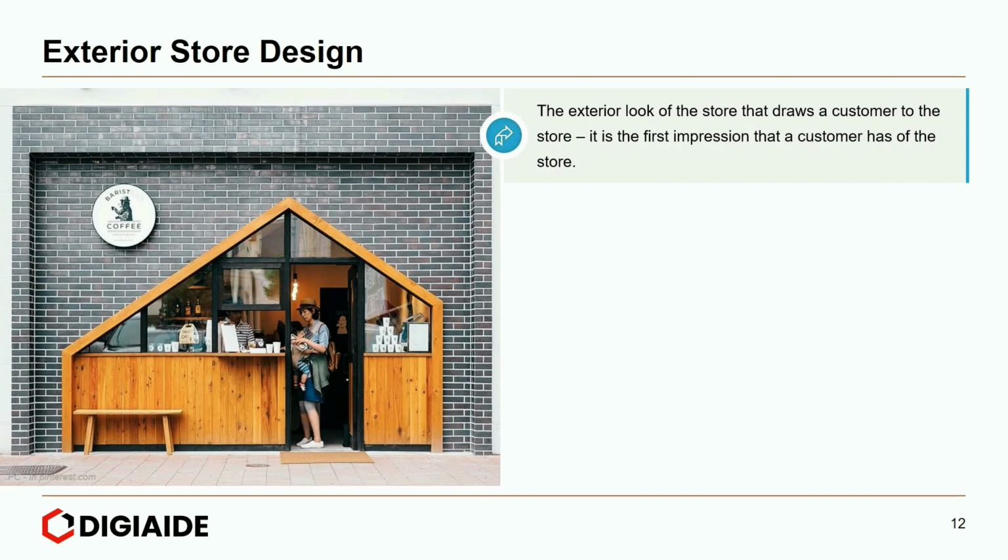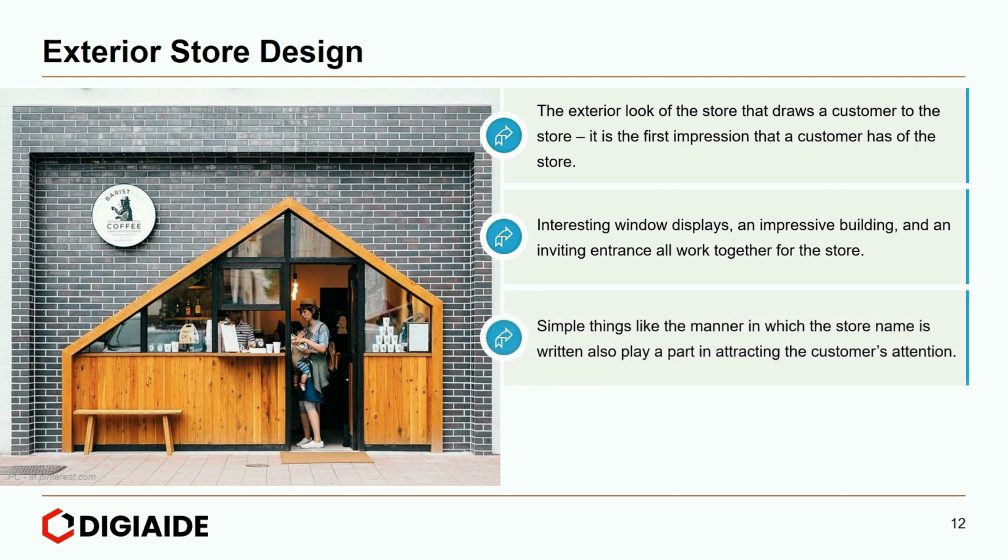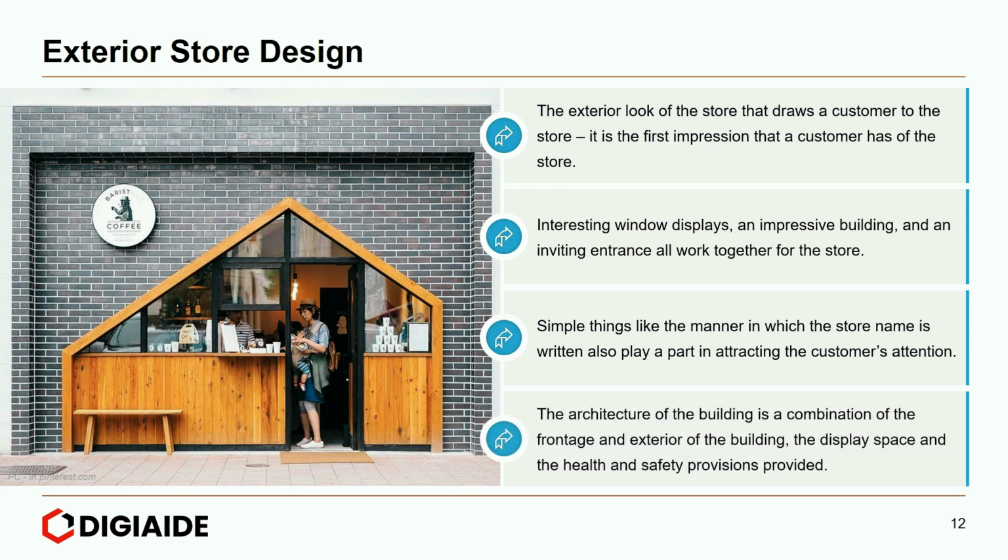The exterior look of the store that draws a customer to the store is the first impression that a customer has of the store. Interesting window displays, an impressive building, and an inviting entrance all work together for the store. Simple things like the manner in which the store name is written also play a part in attracting the customer's attention. The architecture of the building is a combination of the frontage and the exterior of the building, the display space, and the health and safety provisions provided. Some retailers use the exterior of the store to showcase their new campaigns.